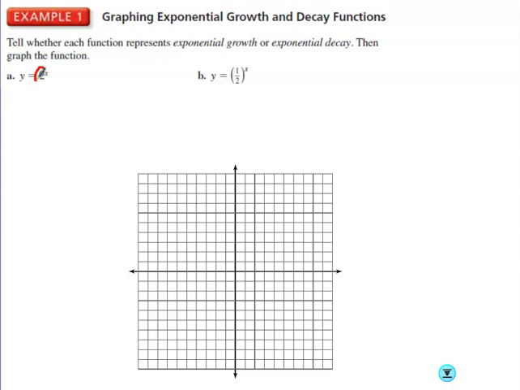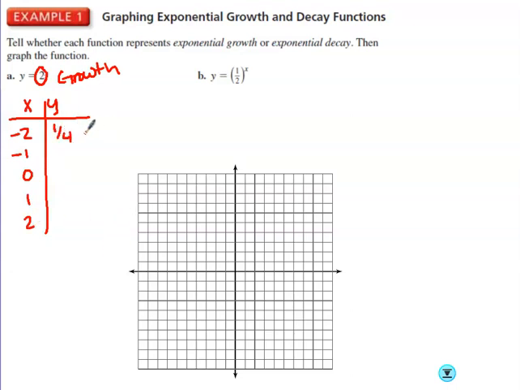My first equation we know is going to represent a growth function because that base is larger than 1. When I go to create my table, I plug in the values negative 2, negative 1, 0, 1, 2. We should have 1/4, or if you're using a calculator, maybe you use 0.25. Here I'd have 1/2 or 0.5, 1, 2, and 4. So my graph is going to look something like this. And again, never touching or crossing that x-axis.